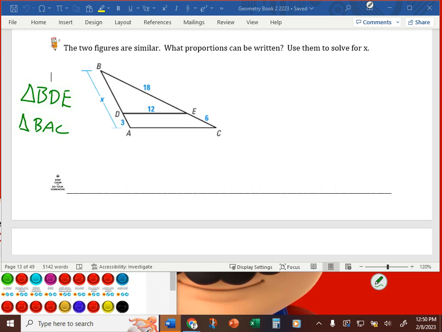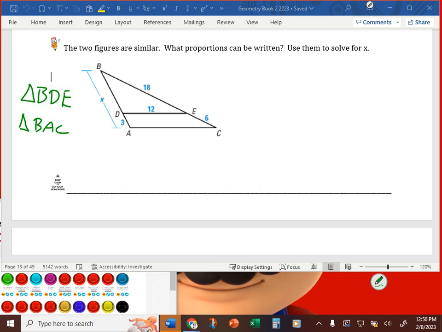Okay? And whenever you have a shape inside another one, like this, where it shares that angle, they are going to be similar. So even if I didn't tell you, I will get to this later on, but just so you know, whenever you have a shape inside another one, so they share one of the angles, they are going to be proportional. They're going to be similar.